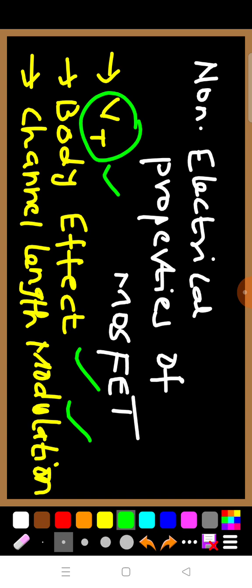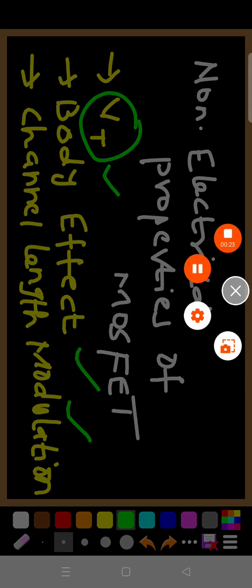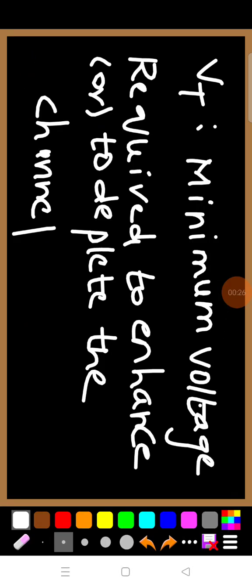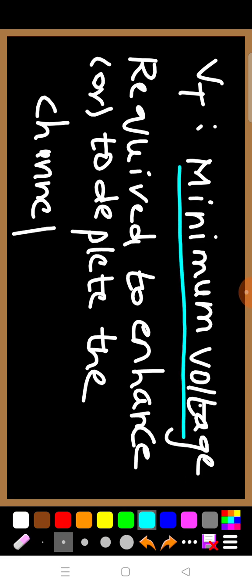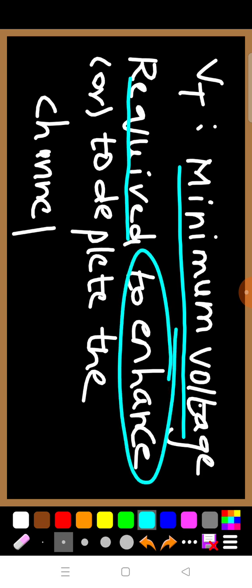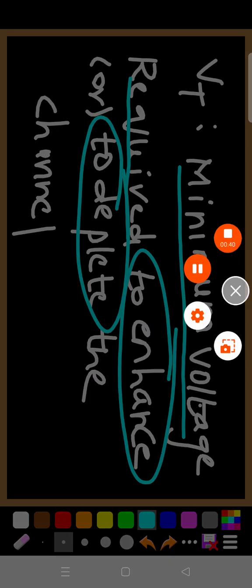As we know very clearly, the threshold voltage. What is threshold voltage? The minimum voltage required to enhance the channel or the minimum voltage required to deplete the channel is known as threshold voltage. This is the first non-electrical property of MOSFET.